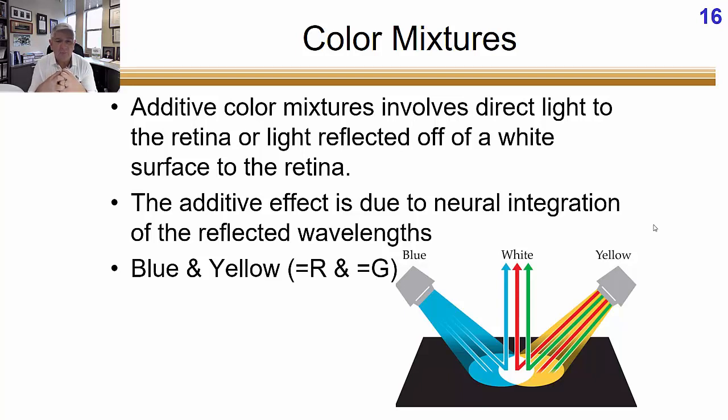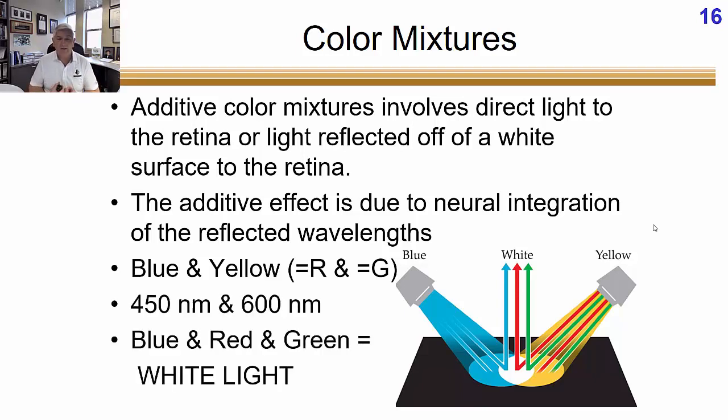So if we have blue and yellow, right, yellow has equal amounts of red and green, right? So we essentially have equal amounts of blue, red, and green. So mixing blue and yellow together is going to generate a white light. It is as if, even though we only have two wavelengths of light, 450 and 600, we're effectively equally stimulating with those two wavelengths of light all three cones. So if all three cones are equally stimulated, our perception is white.